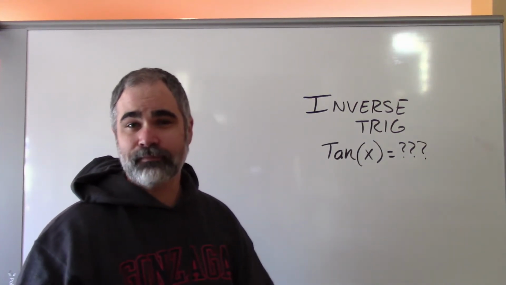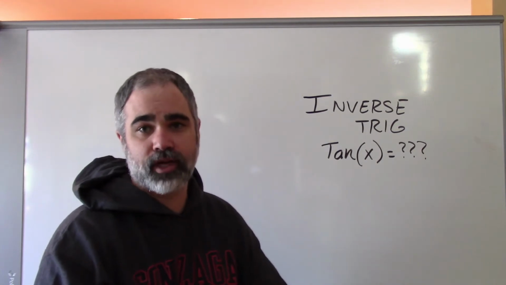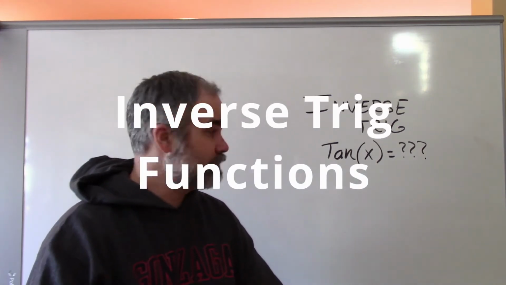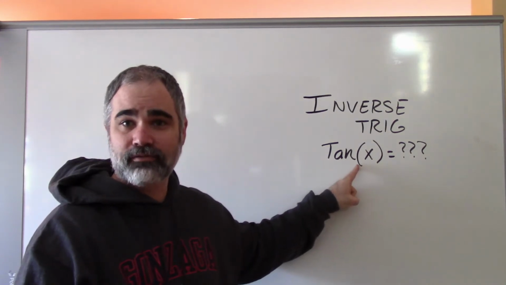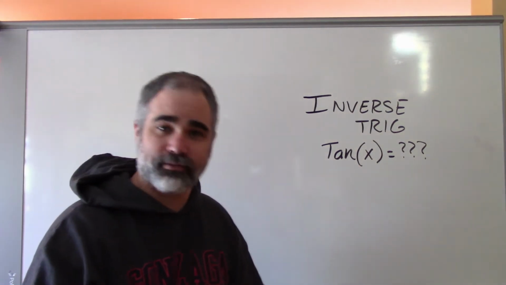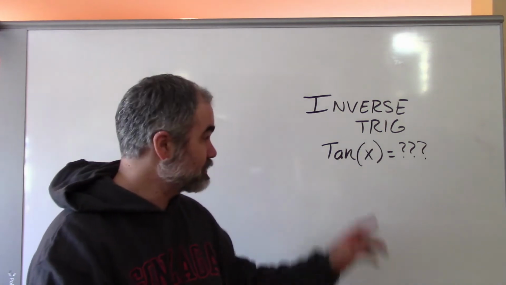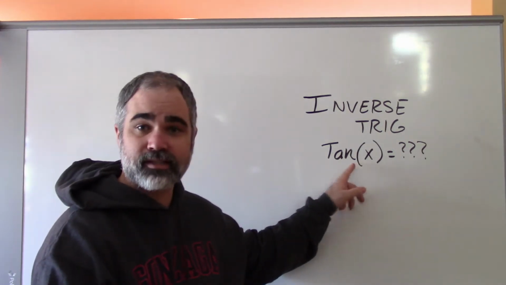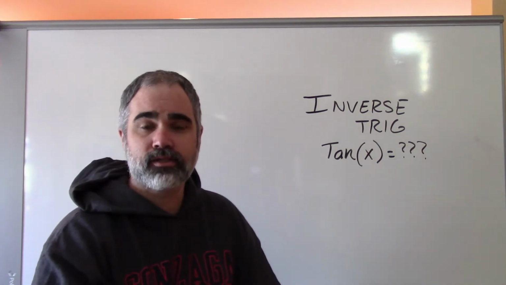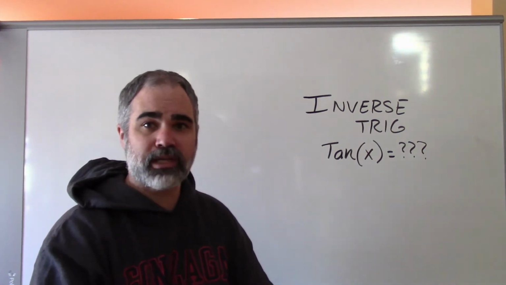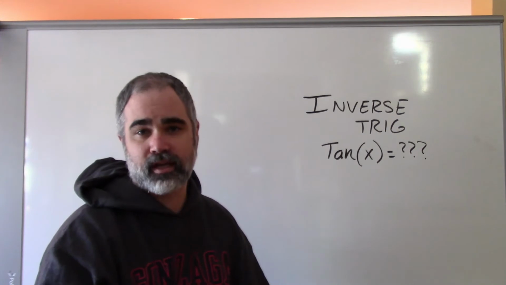I'm Mr. Calbeck, and today we're going to be talking about the inverse trig functions. The inverse trig functions are the things that are going to allow you to get x by itself when it's inside a trig function. As a quick reminder, this does not mean tangent times x. This is tangent of x. It's a whole new operation of math, and so we're going to need some whole new math to be able to undo that and get that x by itself.